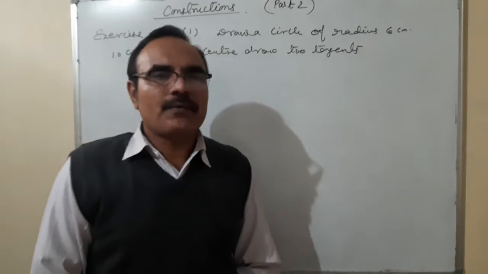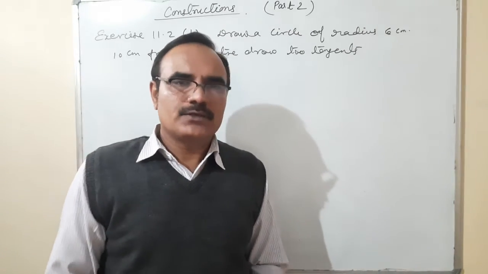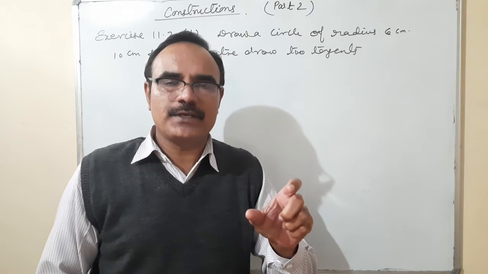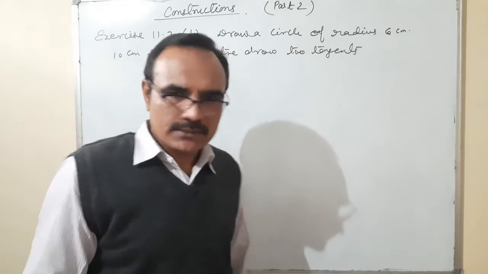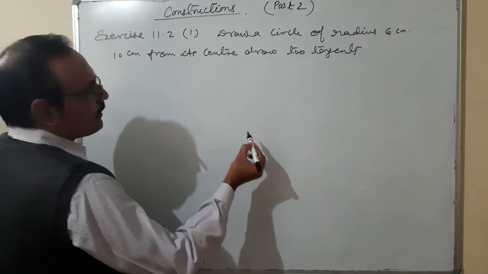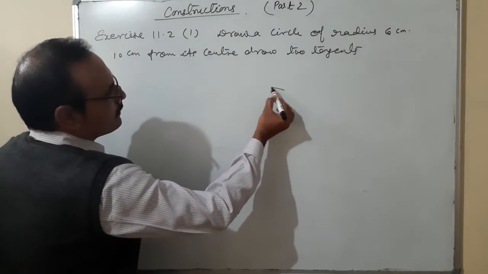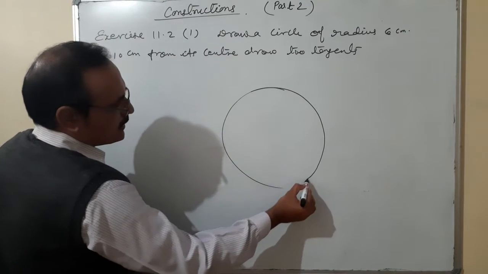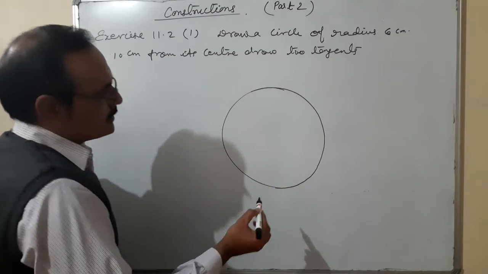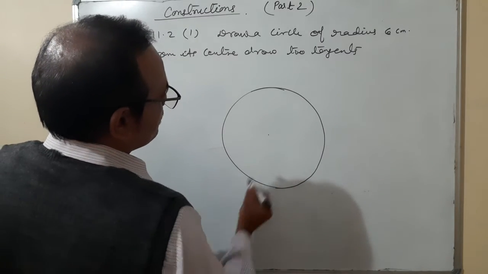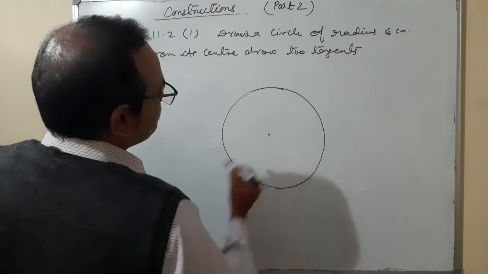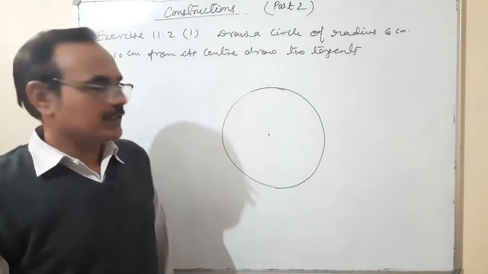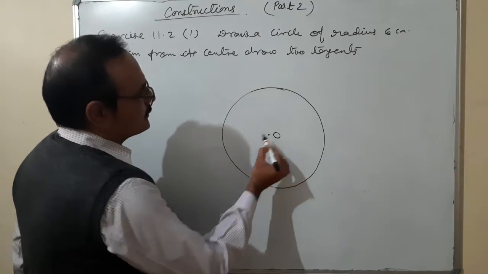Draw a circle of radius 6 centimeter. You know how to draw a circle of radius 6 centimeter. Just open the pair of compass at 6 centimeter on the ruler from 0 to 6 and draw a circle. This is the circle, and the radius of this circle is 6 centimeter. Let O be the center of it.